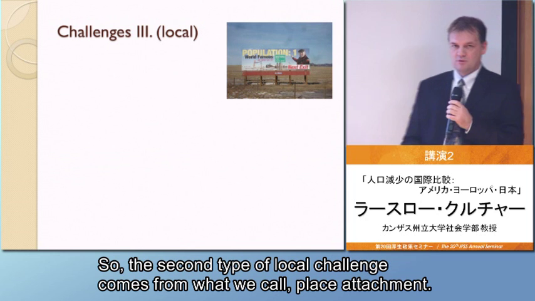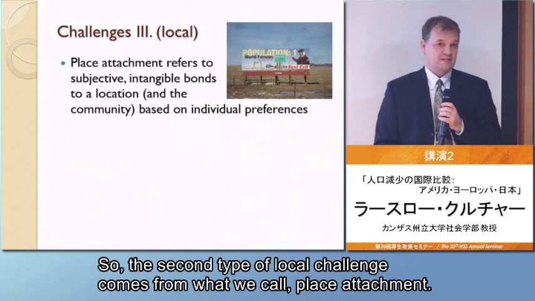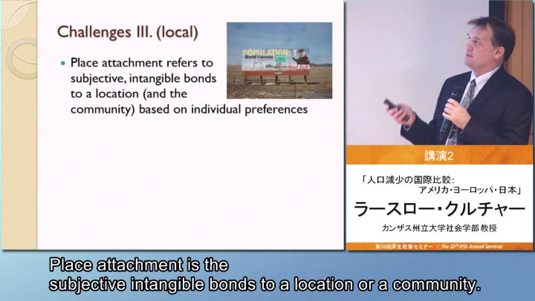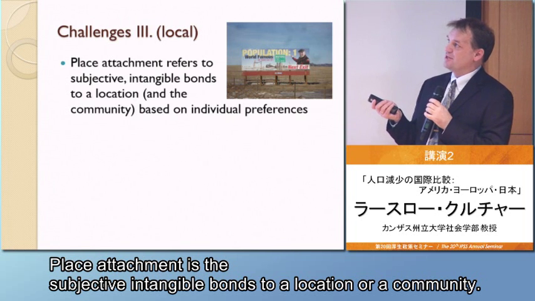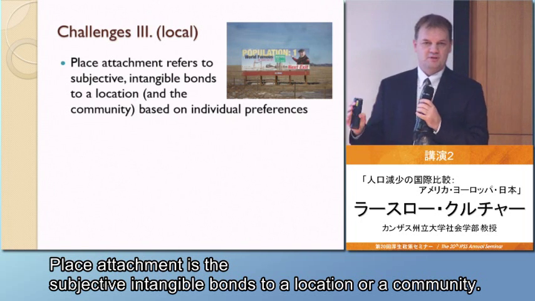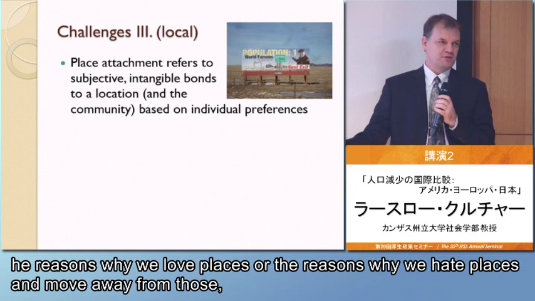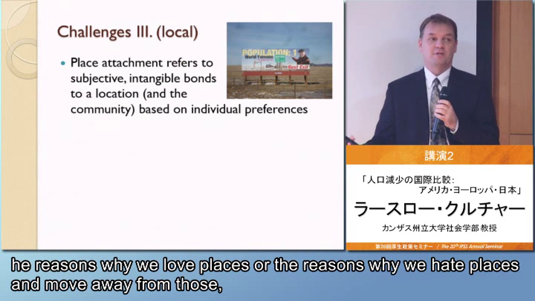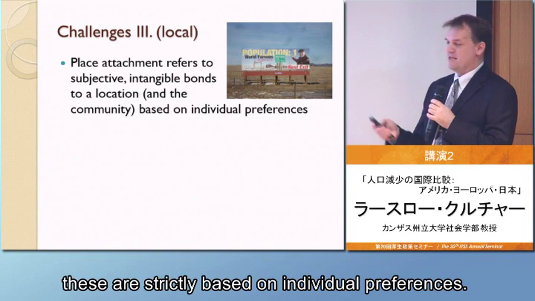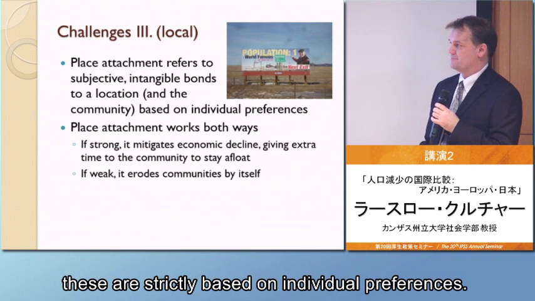So the second type of local challenge comes from what we call place attachment. Place attachment is these subjective, intangible bonds to a location or a community. The reasons why we love places, or the reasons why we hate places and move away from those. These are strictly based on individual preferences.